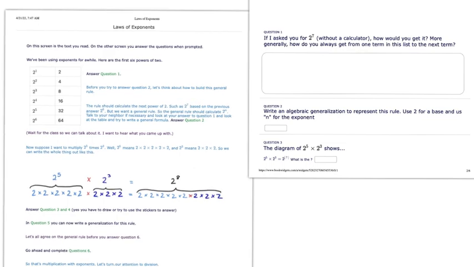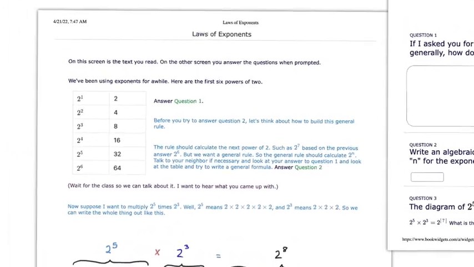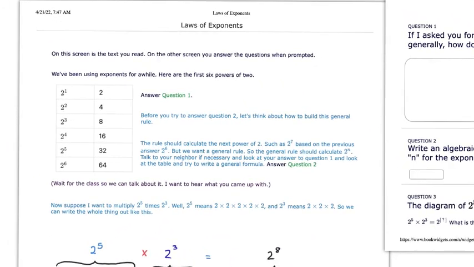So if we look on the left-hand side, I'm going to blow this up. Make sure you guys can kind of read it as I'm going through it. So on our screen here, we're just going to read through what it says, and we'll try and answer the question. So you've been using exponents for a while. Here's the first 6 powers of 2. So here's the powers of 2. 2 to the first, second, third, fourth. So it's going up by 1 here.